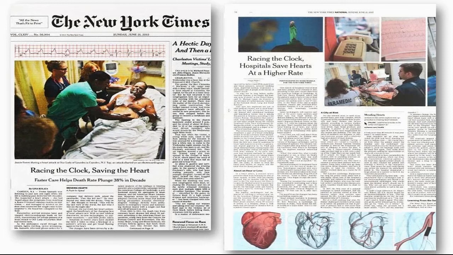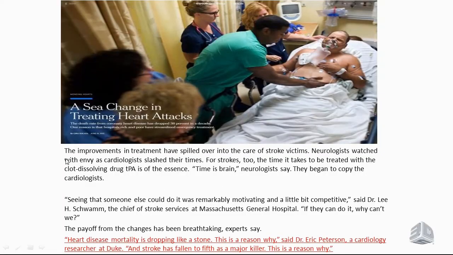Now, as a neuroperson, I would argue that the heart is a much less eloquent organ than the brain, and if you don't get blood to the brain fast enough, the consequences are going to be a lot more severe. But buried back on the back pages of this article was the following.